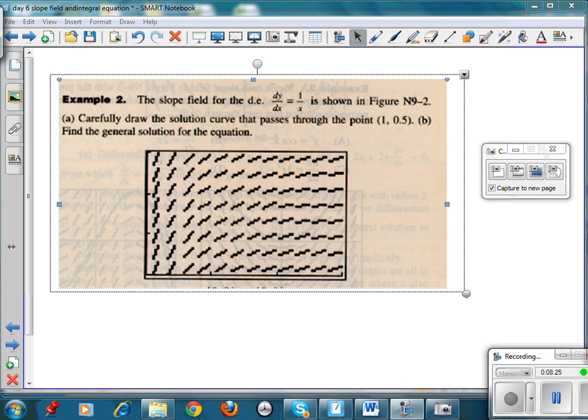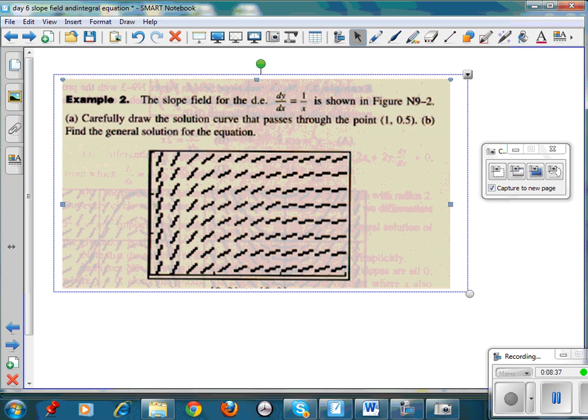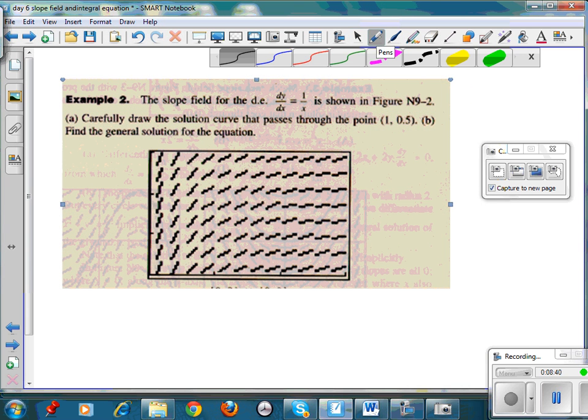Welcome back to our study of slope fields. This would be the type of question you might get where you're actually given a slope field and you're asked to draw a solution curve that passes through the point 1, 0.5. I guess this is 1. And this right here is 0.5, so we're kind of right here.